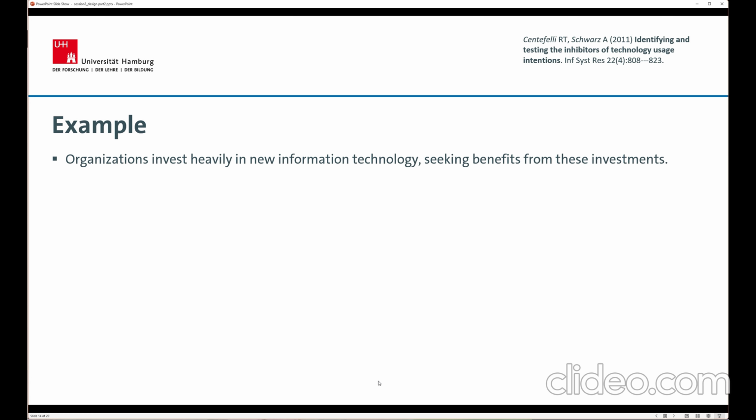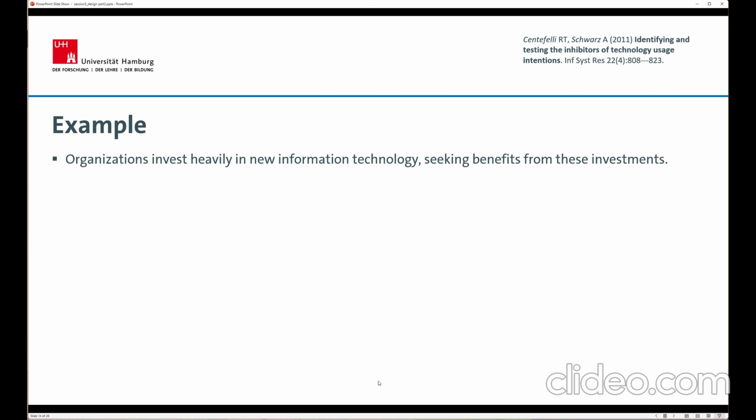So the question of why people would reject technology instead of accepting it. When you read the first page of this article, literally the first page, you can see that they very nicely build up an argument to motivate their research question. And the argument goes like this. Organizations invest heavily in new IT and they see benefits from these investments. Think of a company that spends literally hundreds of millions of dollars in getting the new Microsoft Office suite.